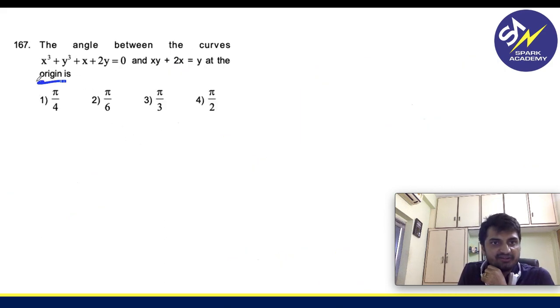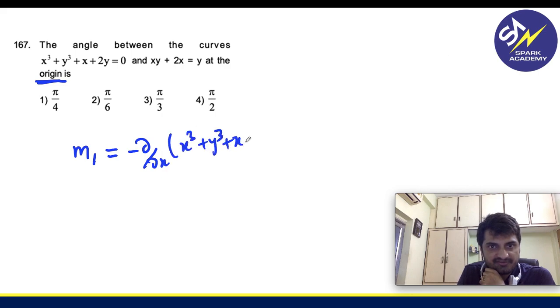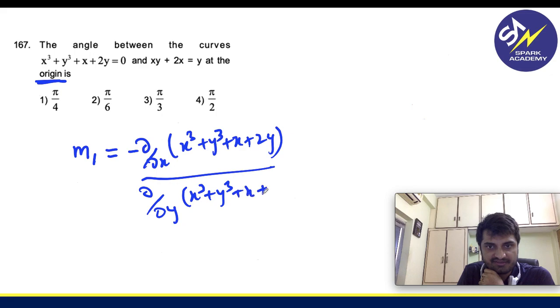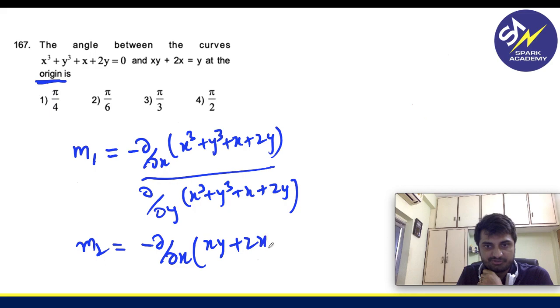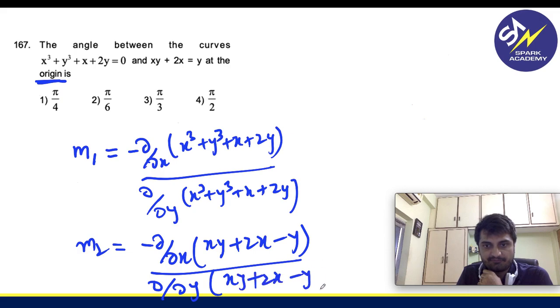Angle between the curves at origin. So again, how will I find out m1? Here I can use partial derivatives, right? Minus dou by dou x of x cube plus y cube plus x plus 2y, whole divided by dou by dou y of x cube plus y cube plus x plus 2y. m2, same process: minus dou by dou x of xy plus 2x minus y, whole divided by dou by dou y of xy plus 2x minus y.